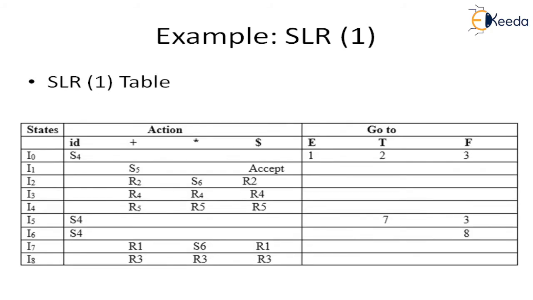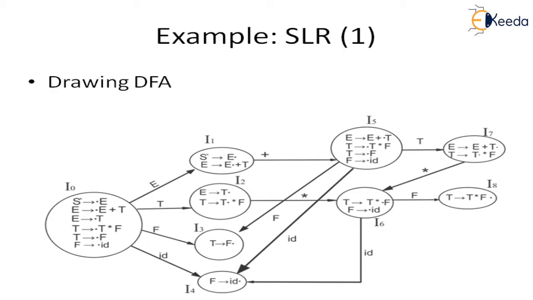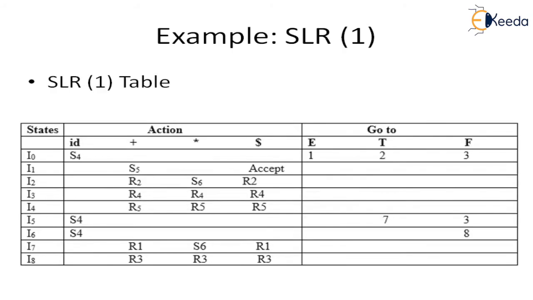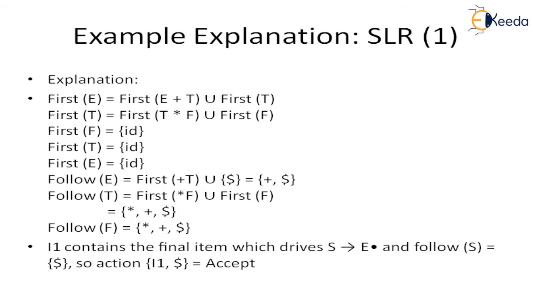And this is the SLR table generated from that, which contains the states. Our states are from I0 to I8. The actions are performed on ID, plus, multiplication and dollar, and then goto. The flows go to E, T and F in this way. So just look at the DFA for the SLR example and the SLR table generated for it. You can understand the working of SLR.